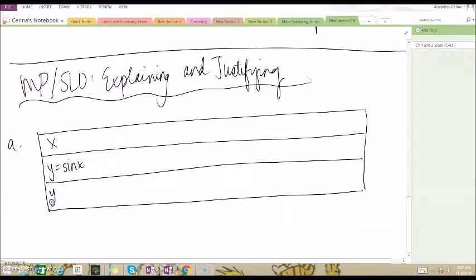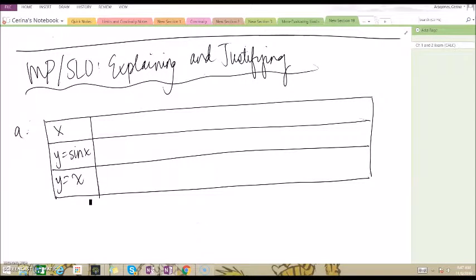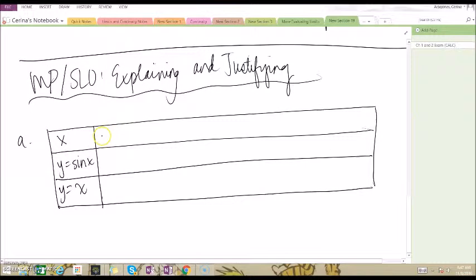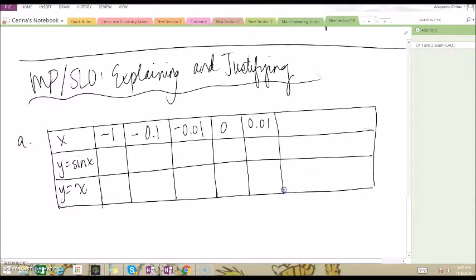And the other function was the straight line y equals x. You were given different x values to evaluate the function. We were given -1, -0.1, -0.01, 0, positive 0.01, positive 0.1, and then positive 1. If you were to plug -1 into sine of x, you would get approximately -0.84. If you were to plug -0.1 into sine of x, you get approximately -0.1. And then so on and so forth.